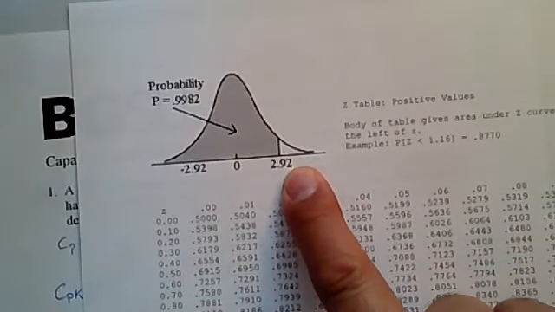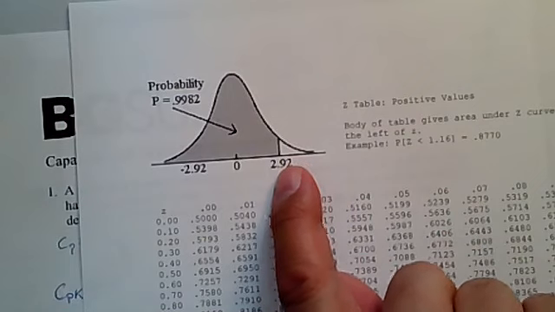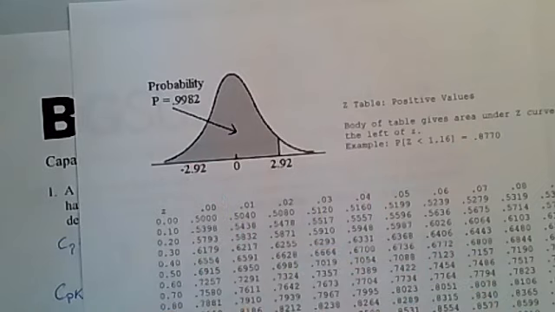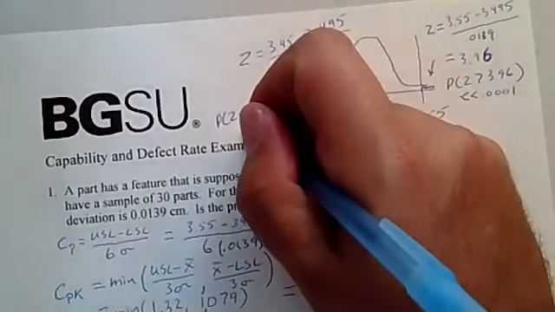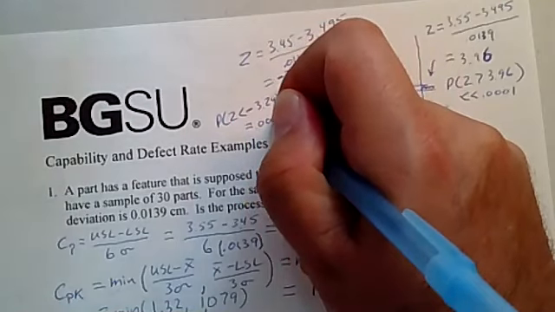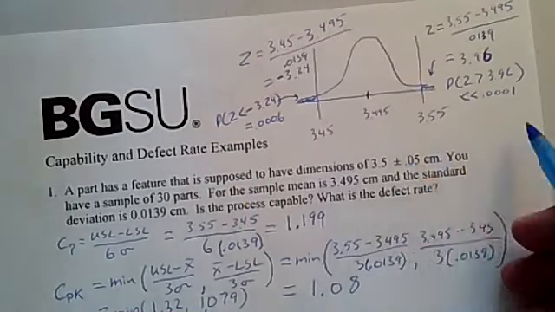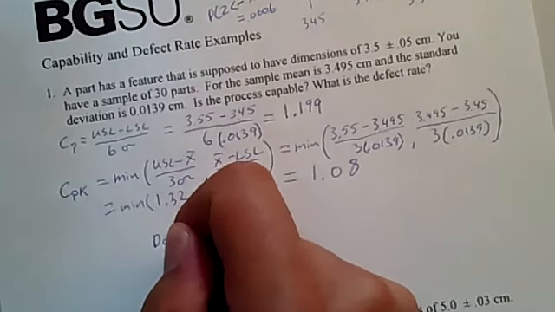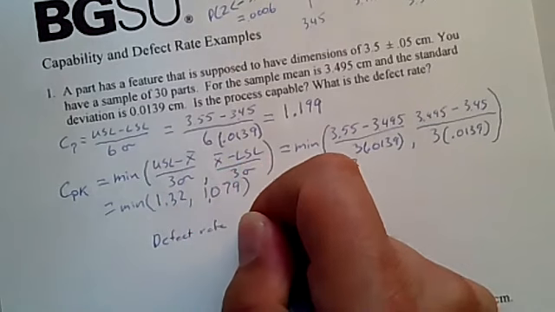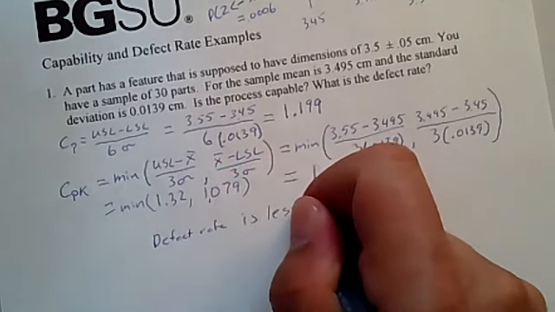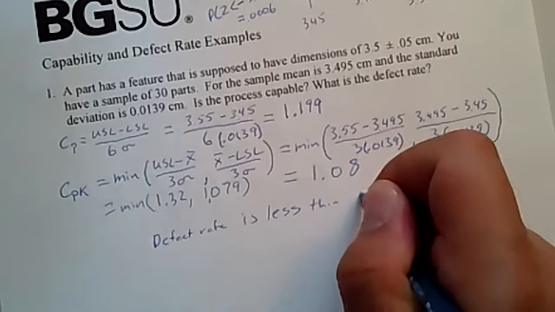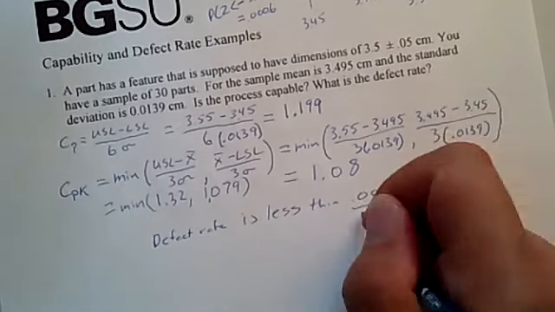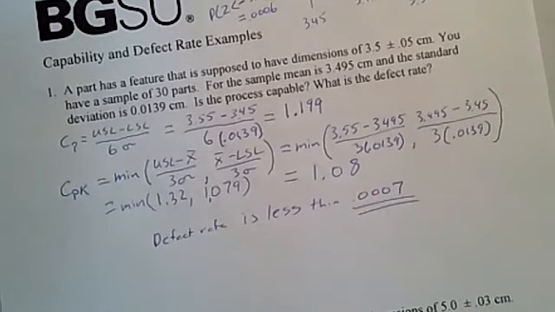Now that would be on the top side. But because it's symmetric, the probability of being greater than 3.24 is the same as being less than negative 3.24. So I know that this probability here is 0.0006, roughly. If I add the two probabilities together, I can conclude that the defect rate is less than, in this case, 0.0007. That would be a good approximation of the defect rate. Something a little smaller than that, probably.